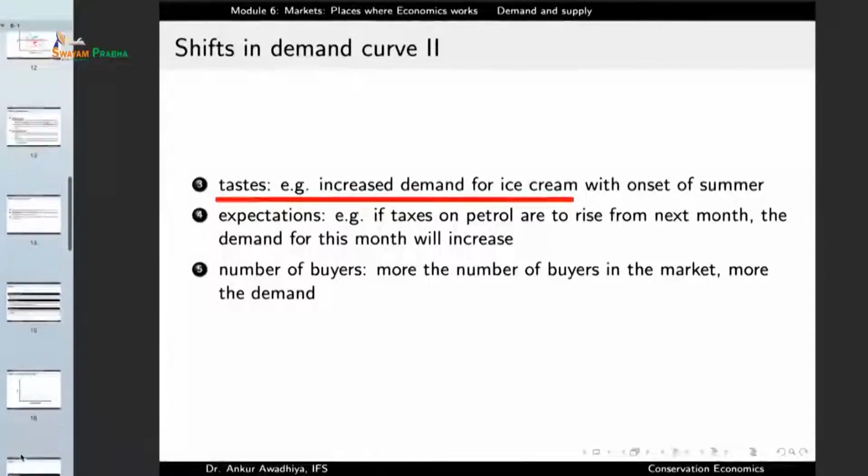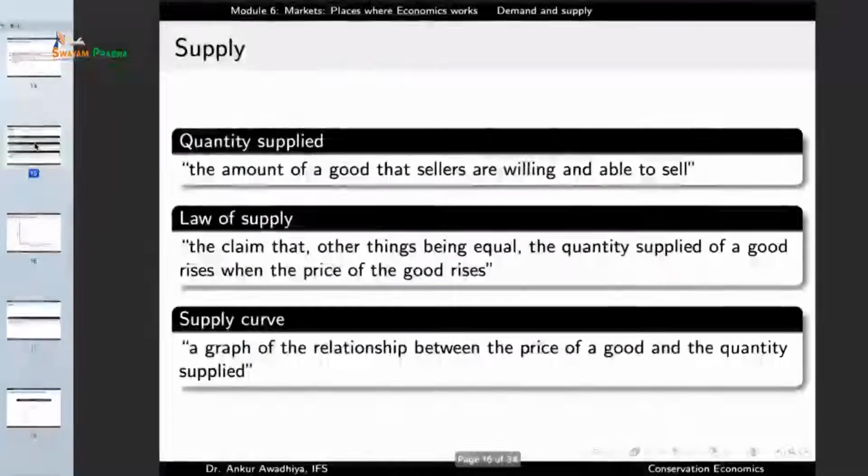So these are shifts in the demand curve. Now similarly, we can talk about supply. The quantity supplied is the amount of a good that sellers are willing and able to sell. The sellers should be willing to sell at that price, and the sellers should be able to sell. That is, they must be having the good, or they must be in a position to make the good.